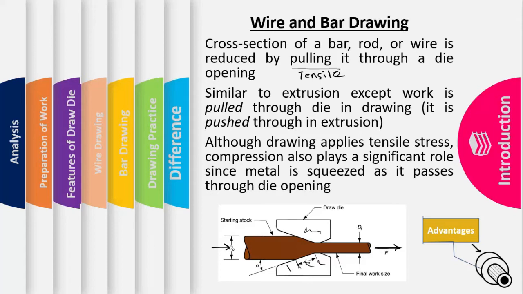So that is a basic schematic. Here we have the working stock or the starting stock, the work material. In the case of extrusion, we call that billet. We have a die.